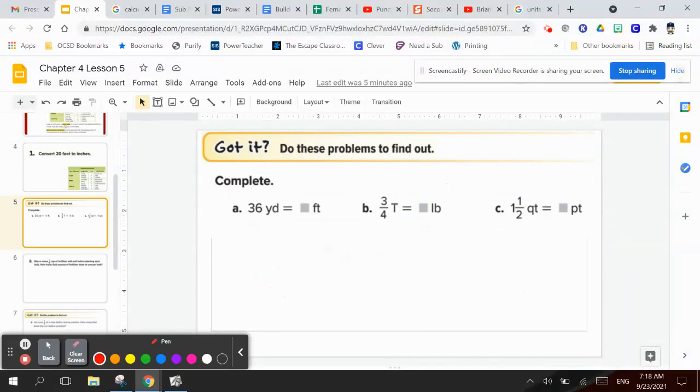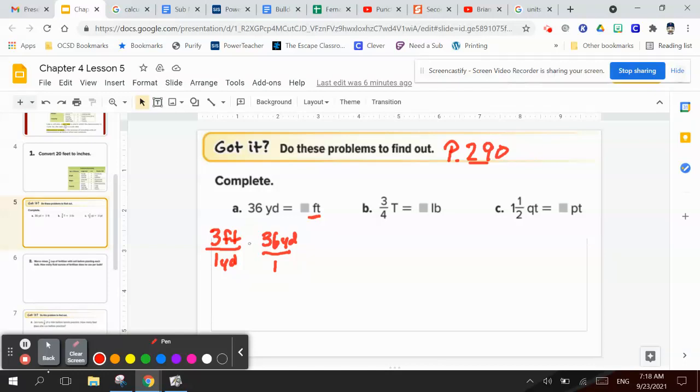So let's take a look at these got it problems. If you look at the bottom of page 290, we're going to complete 36 yards equals how many feet? So feet is what I need to know. On page 290, I'm going to look, and it says that there are 3 feet in 1 yard. So because I'm looking for feet, 3 feet is my numerator. 1 yard is my denominator. And I'm going to do 36 yards, and again, that's over 1.